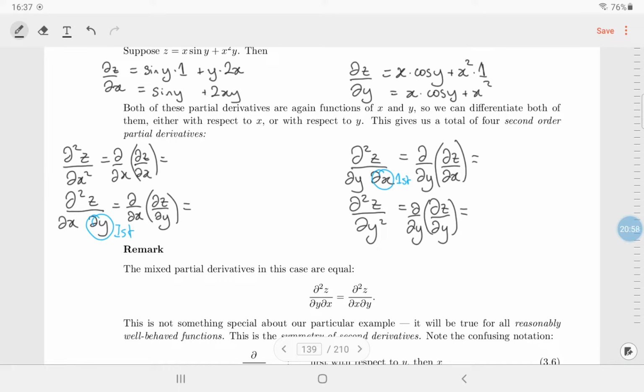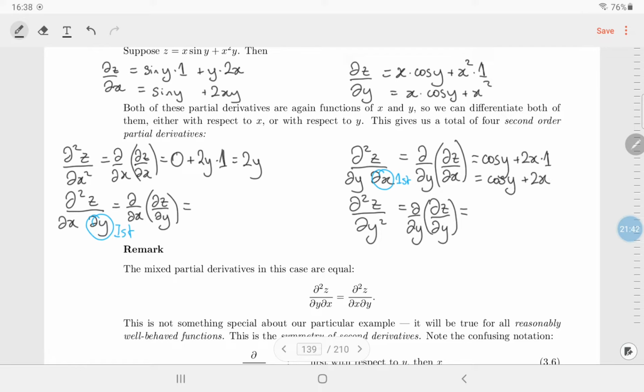So let's differentiate sine of y plus 2xy with respect to x. Now y is a constant, so sine of y is a constant. The derivative of sine of y, if y is a constant, is 0. Then we fix the constant 2y, and differentiate x with respect to x as 1. So I just get 2y. Next one over, we're differentiating the same thing, sine of y plus 2xy, but with respect to y. The derivative of sine of y with respect to y is cos of y. And we fix the constant 2x. So y is changing, 2x is a constant, and the derivative of y with respect to y is 1. So you end up with cos of y plus 2x.